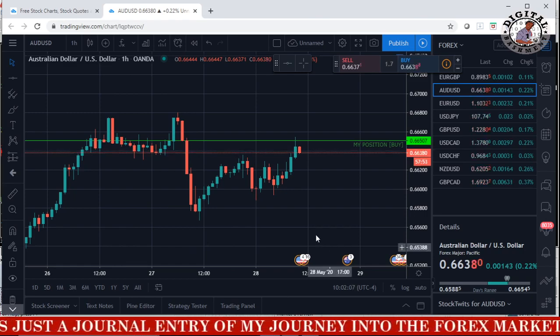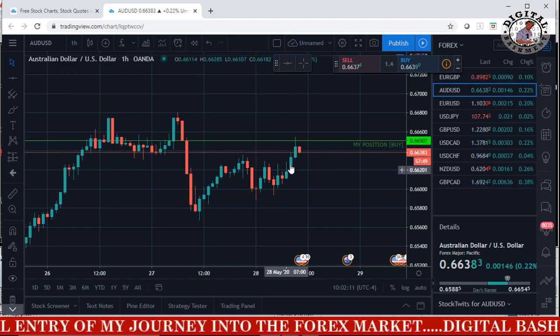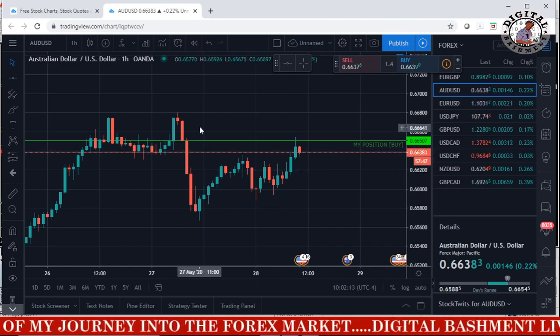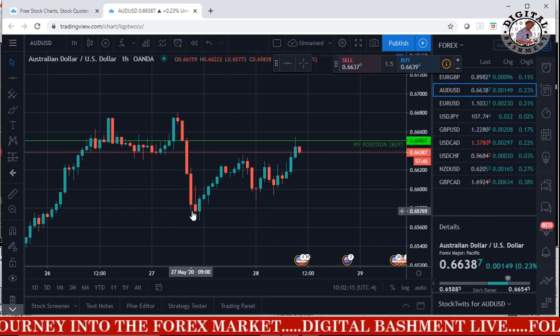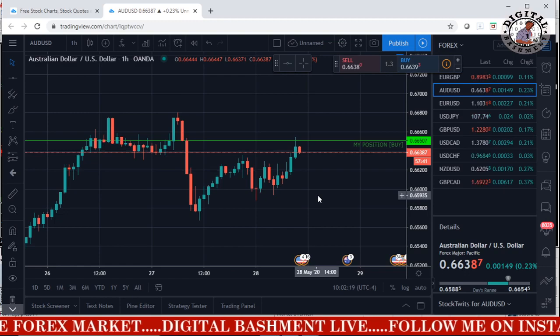So this red candle is about to form here. Depending on how low it goes, I could blow my account. If I get something like this happening, definitely blow my account.